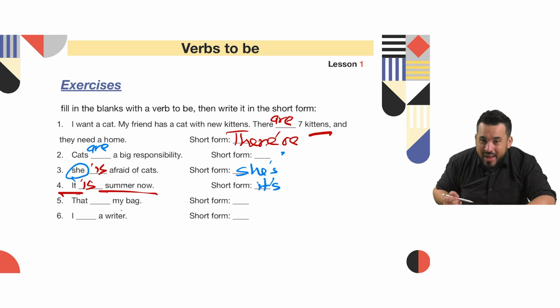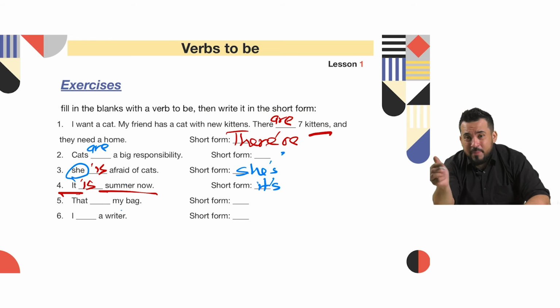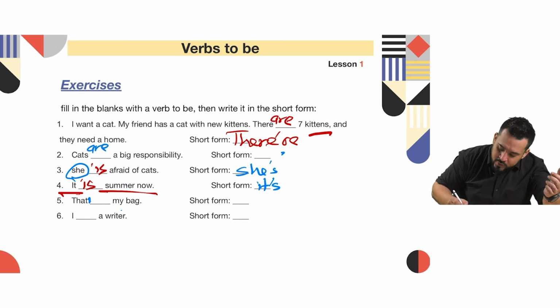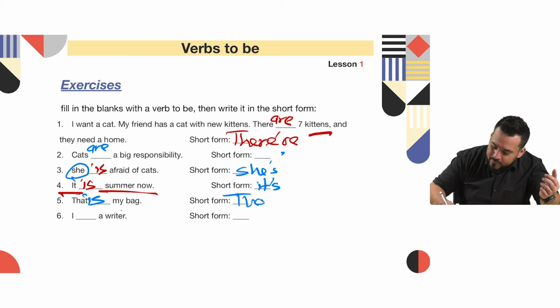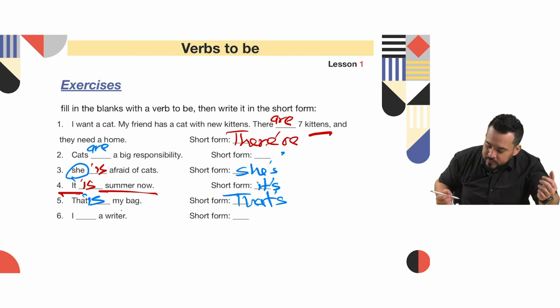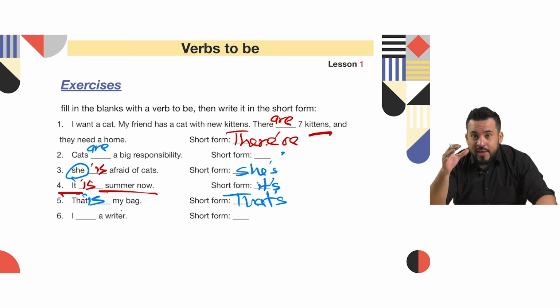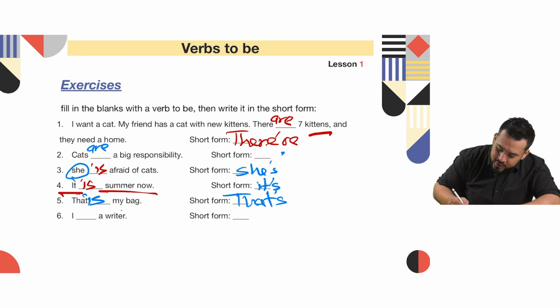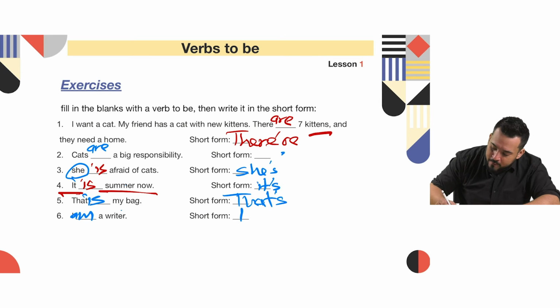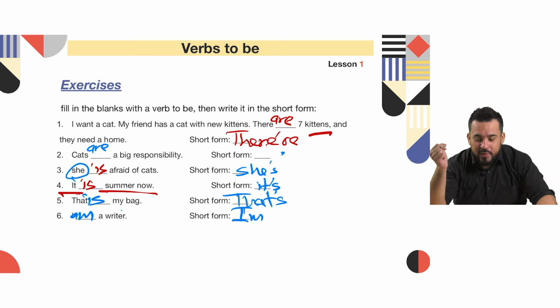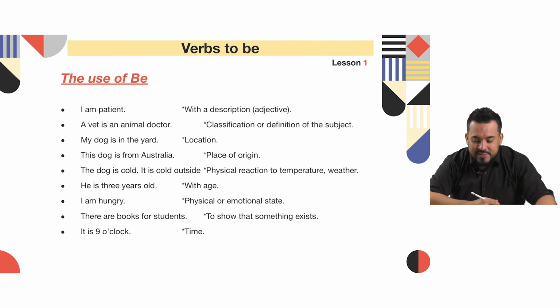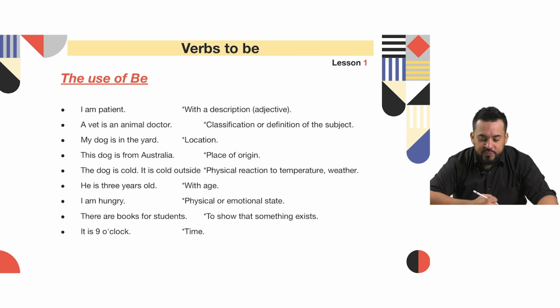That my bag. How many bags? Just one. So that is my bag. Short form, that's. Last one. I a writer. We said with I, we always use am as the verb to be. So, I am a writer. Short form, I'm. All right, well done. Good job, everybody. All right, let's move on and see uses of verb to be.